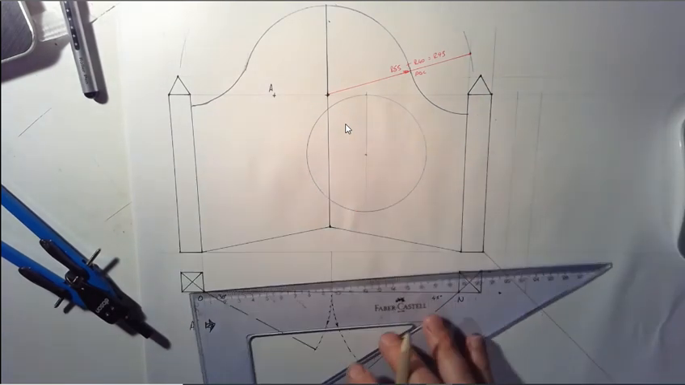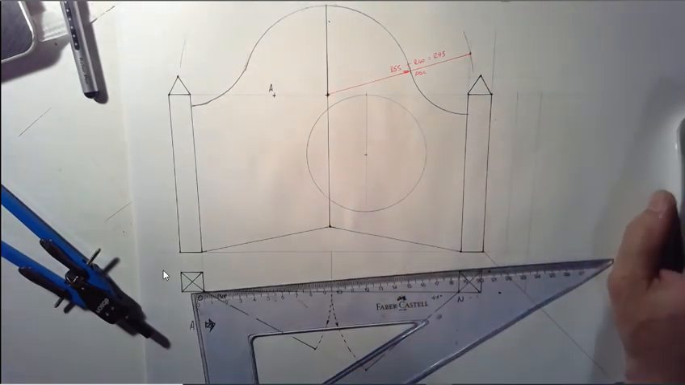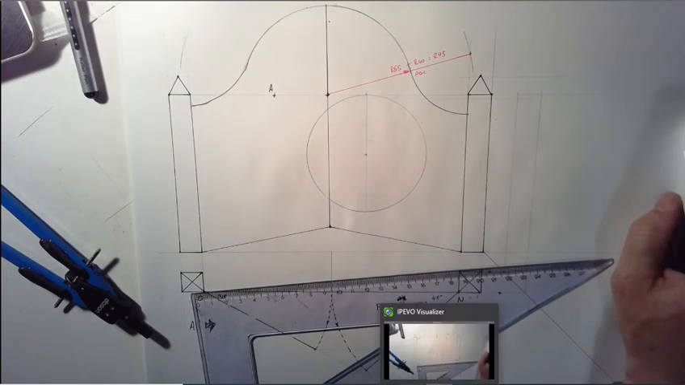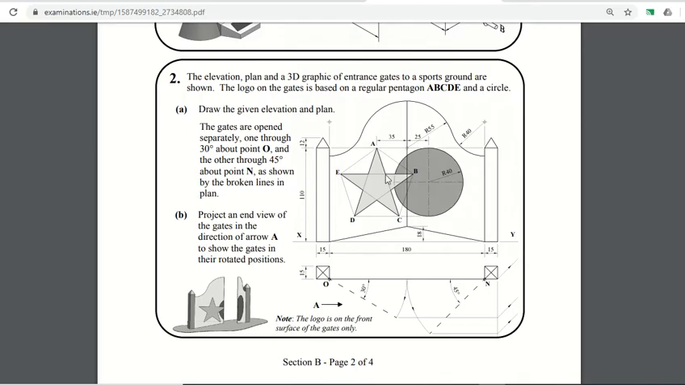Now, the pentagon, if you look at the question, there is no size of the pentagon. Now, we have met the answer to this before. There is no size of the pentagon given. So what do we know? We know the starting point.